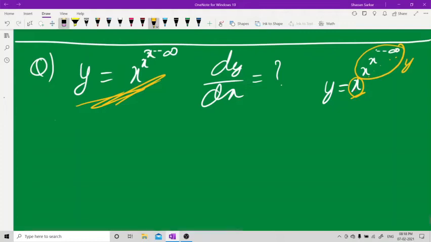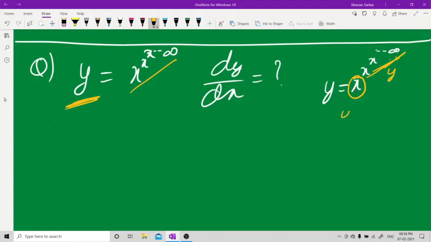Let us understand again. See, this is given to me: y equal to x to the power of x to the power of x like this. Suppose I remove this x. I do not see this. The remaining part looks like this or not? So this remaining part is y. So I can write y is equal to x to the power of y.